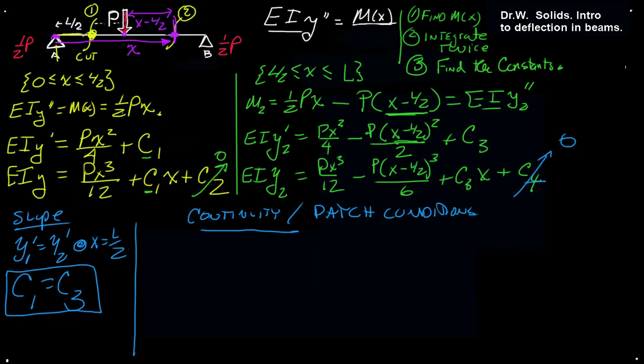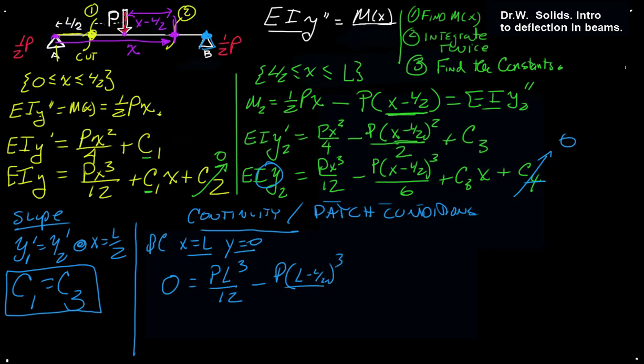Now we can apply our boundary condition, which is that at x equal to L, y was once again 0. We're back here at this support, and therefore the beam can't deflect there. Now this one will be the most algebraically intensive. This is 0, but these are not. So we'll get 0 is PL cubed on 12 minus P times (L minus L on 2) cubed over 6 plus C3L has to equal 0.